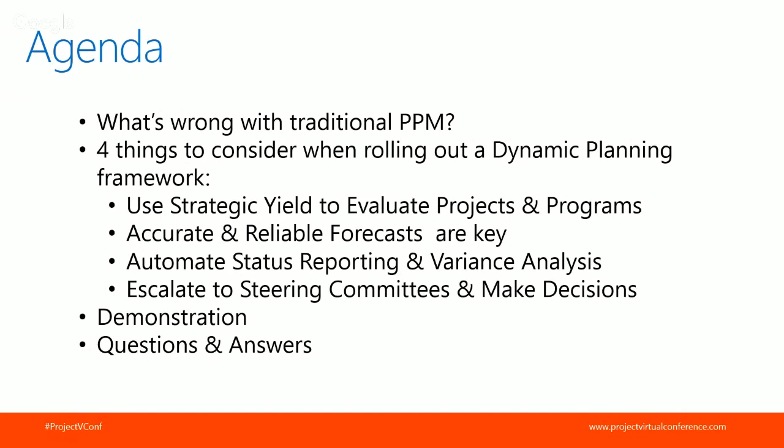Then we'll take a look at four things to consider when rolling out a dynamic planning framework within your organization. Why strategic yield is a metric you should consider. Why accurate and reliable forecasting is key before you consider dynamic planning. Look at automation of status reporting and variance analysis, and techniques to escalate and provide steering committees with the information they need to make timely decisions.